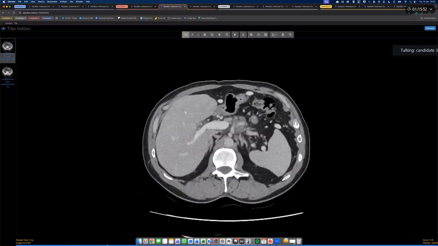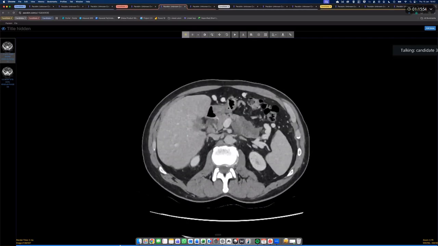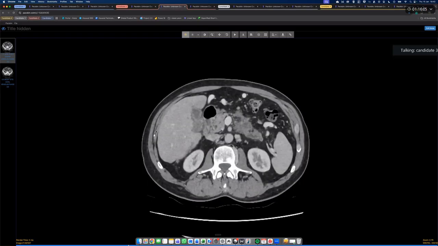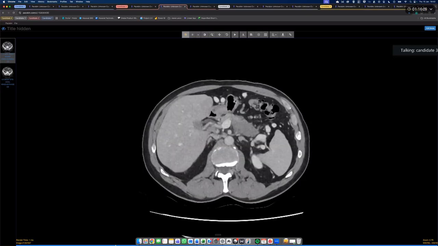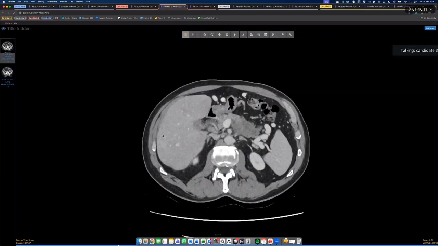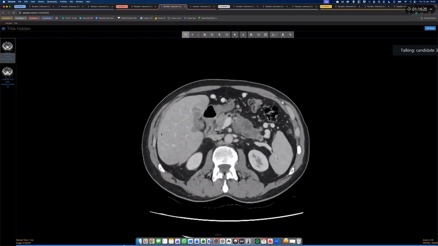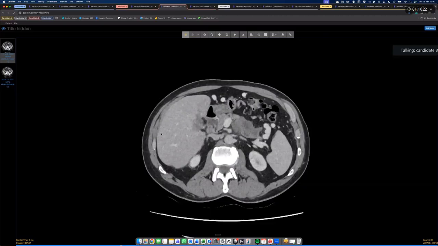So I'm just going slowly till that phase because the images are jumping a bit. Yeah. So there is evidence of hypoenhancing, ill-defined area noted in the body of pancreas. The main pancreatic duct appears dilated in the distal body and tail region after this lesion. This lesion appears to be abutting the superior mesenteric vein, portal vein confluence.